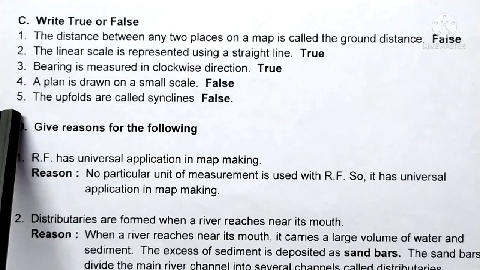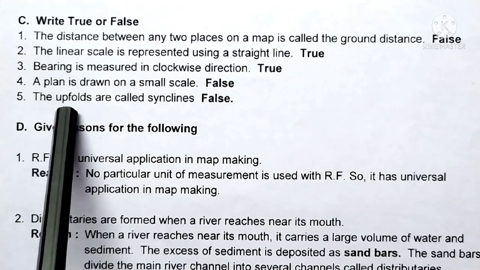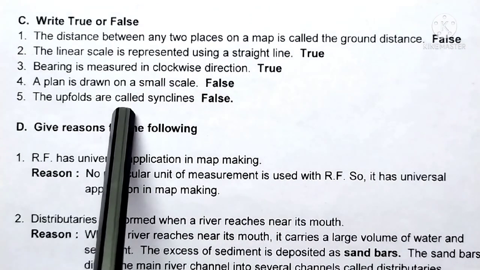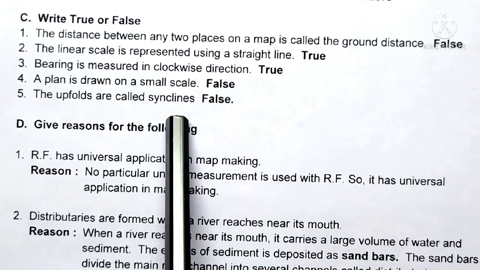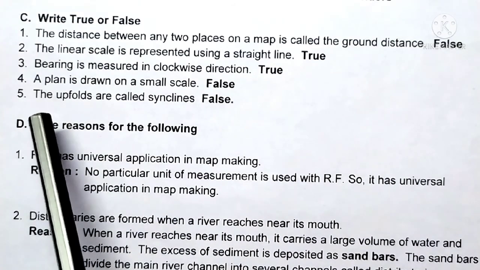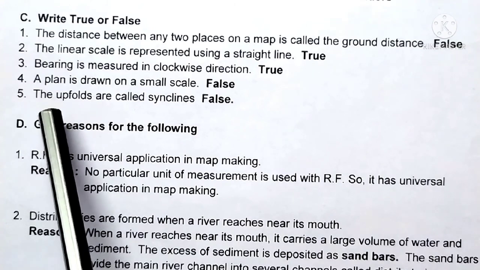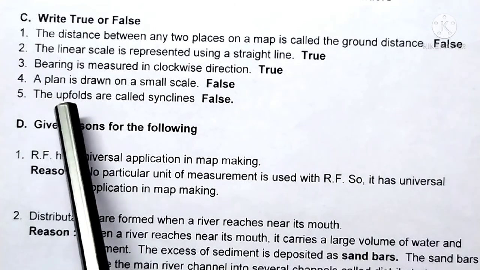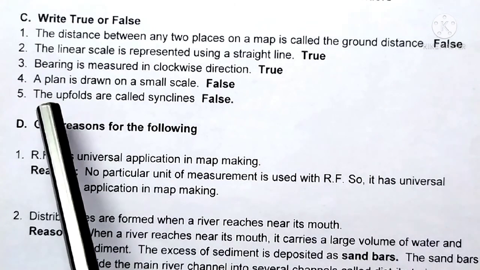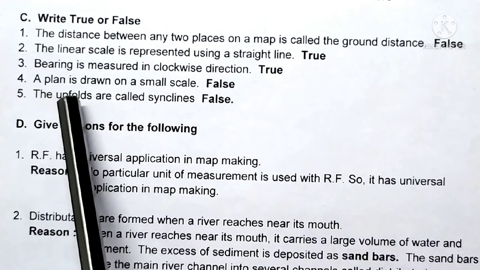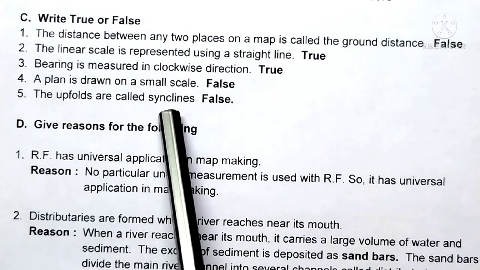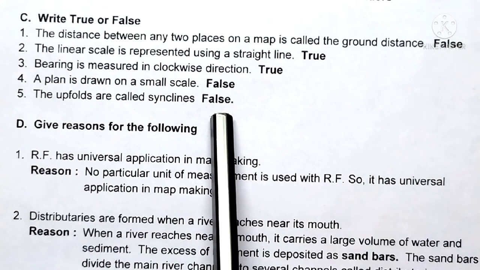Fifth one, the upfolds are called synclines. We have already learned that in a fold, the upfolds are called as anticlines and the downfolds are called as synclines. But here it is given the upfolds are called synclines. So the statement is false.